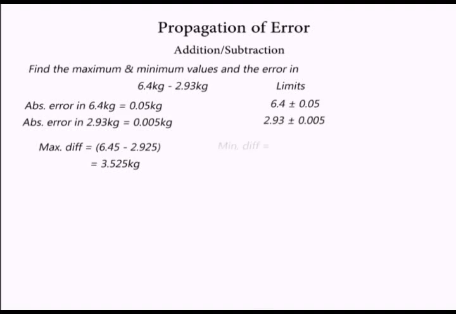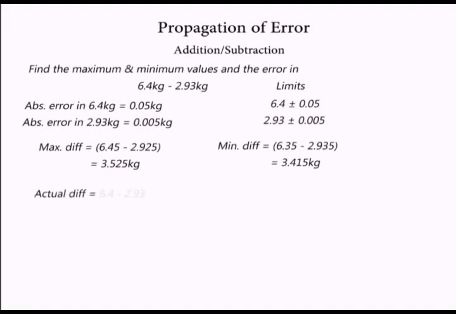Next, minimum possible difference. Now in this one we do the opposite. We subtract the minimum minus the maximum. And so we go for the minimum possible value of 6.4, and that is 6.35, minus the maximum possible value of 2.93, and that is 2.935. If we subtract that, we will get 3.415.